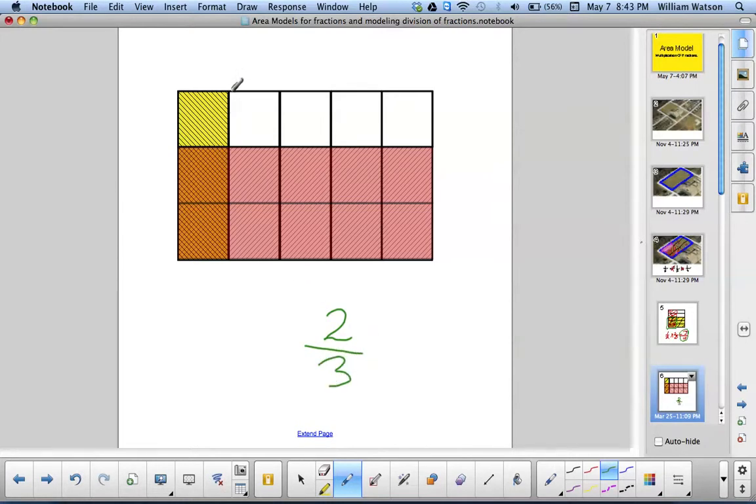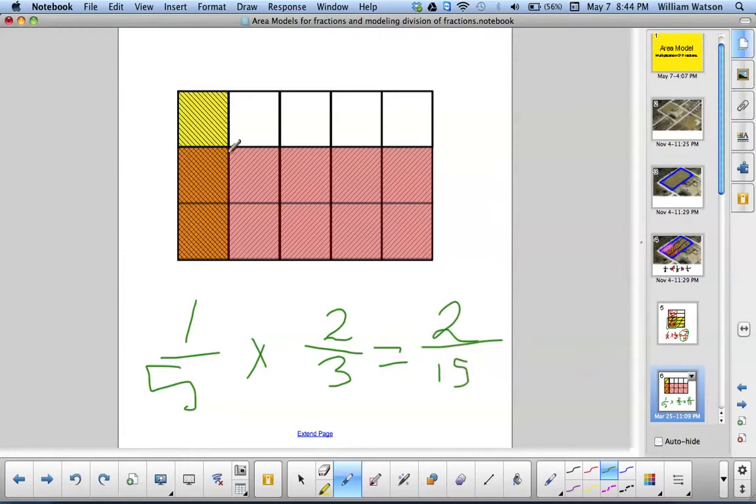And then if we look at the columns, we've got 1 column, 2 columns, 3 columns, 4 columns, 5 columns. So a total of 5 columns. And one of the columns has been shaded. So that 1 column represents 1 out of 5, a fifth of our 2/3. So we're taking a fifth of 2/3, and we're getting a product of 2/15.